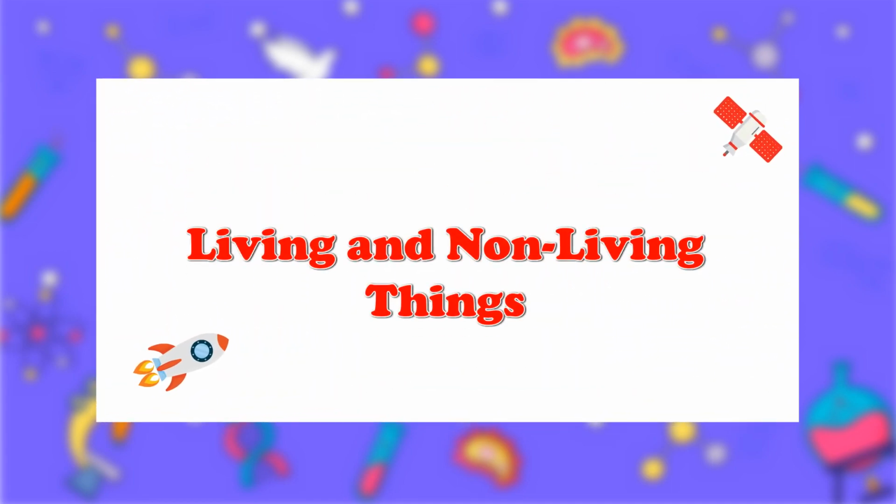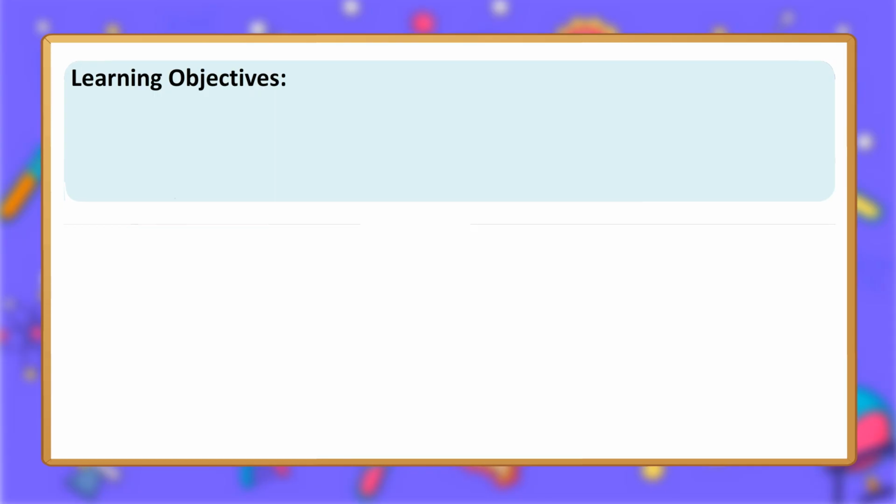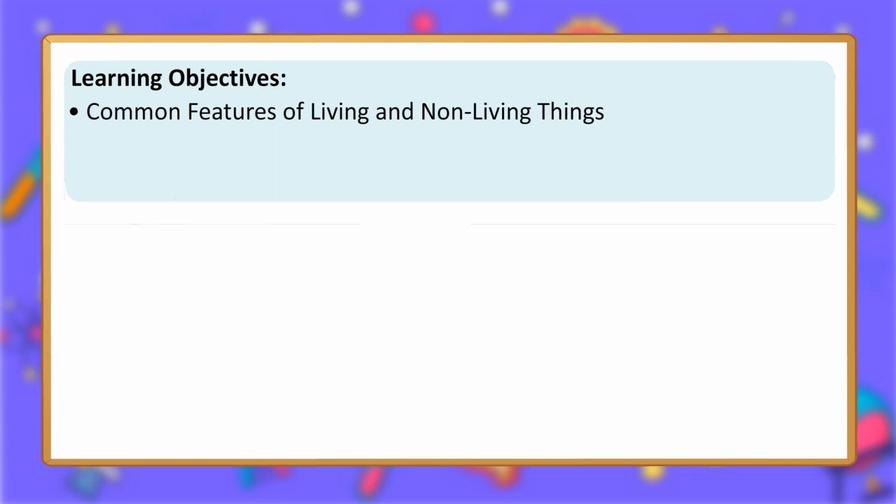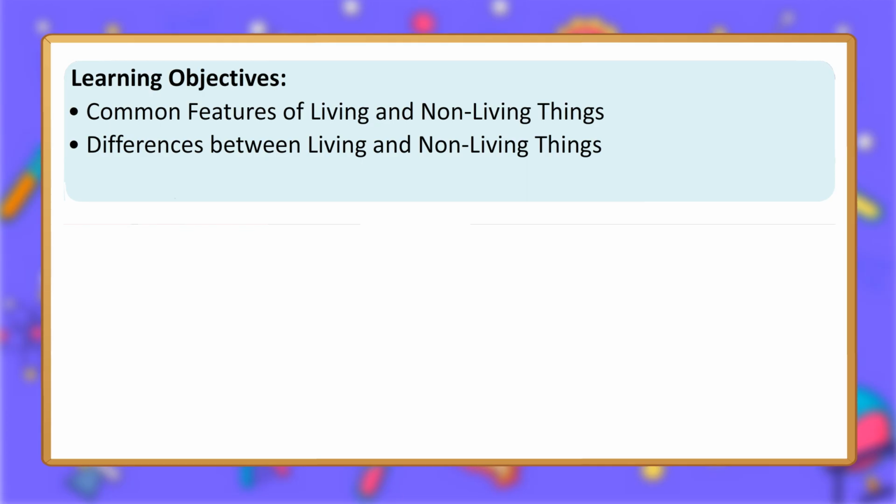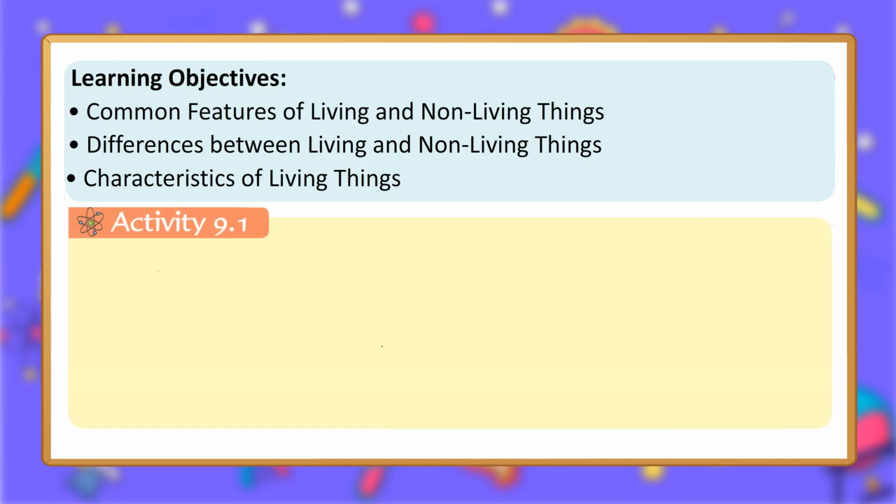Living and non-living things. Learning objectives. Common features of living and non-living things. Differences between living and non-living things. Characteristics of living things. Activity 9.1.